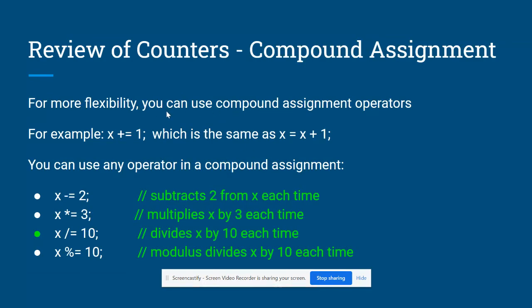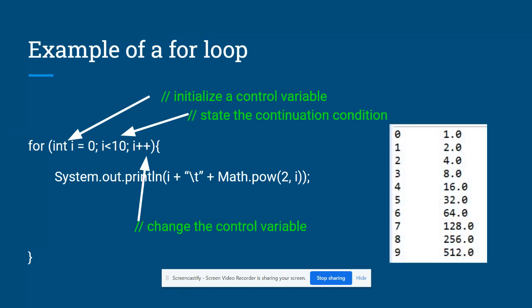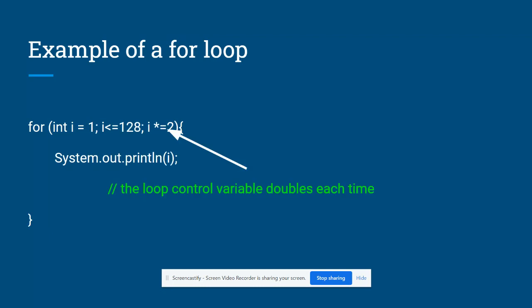So for more flexibility, you can subtract by 2, you can multiply, you can divide, and so on. These are all shorthands for the longer versions. The for loop is the same thing. We have an initialization, a continuation condition, and an increment. This one you can predict. Pause, and here you go. And the last one is going to do this, predict. There you go.